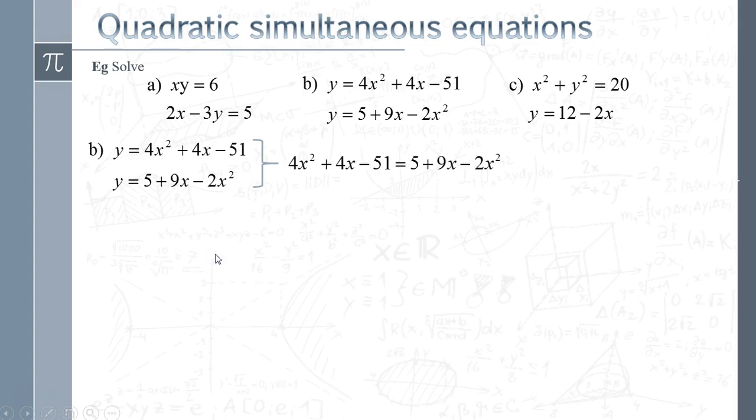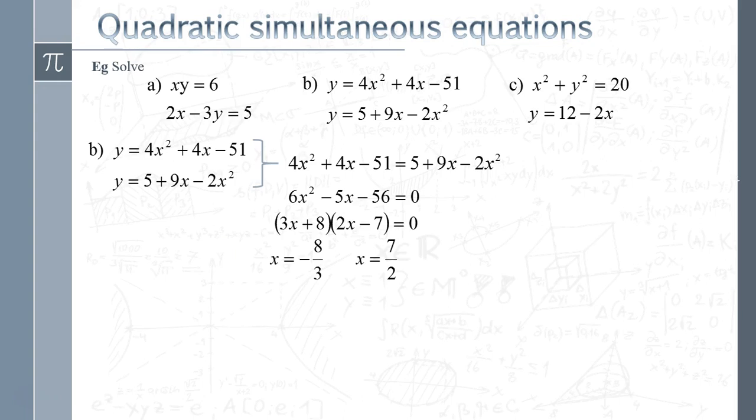There's our quadratic. Again, do the rearranging so it's equal to 0. There's our quadratic in terms of x equal to 0, and again, solve by whatever method you think is most appropriate. I've decided to factorise, and so from there we get x is minus 8 over 3, and x is 7 over 2, and then just go back to whichever equation you think is easiest to use and come up with the y values, and there they are. Not the nicest numbers in the world, but I'm sure you'll be able to cope with it.